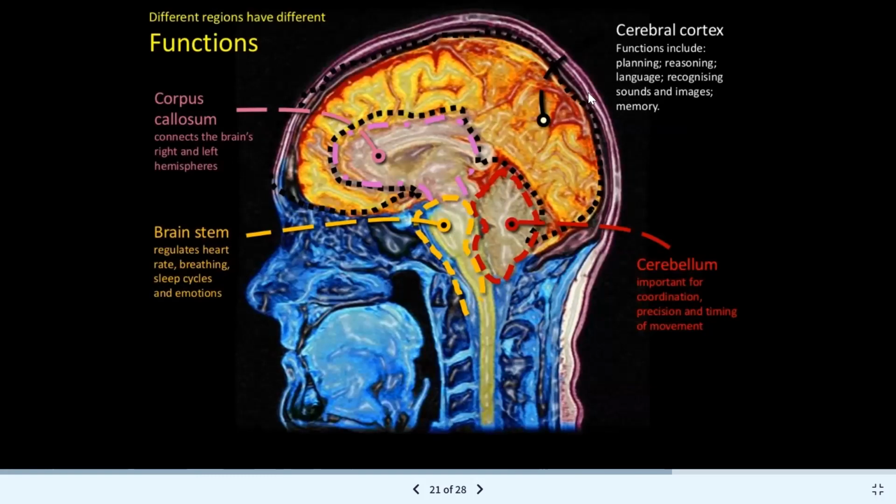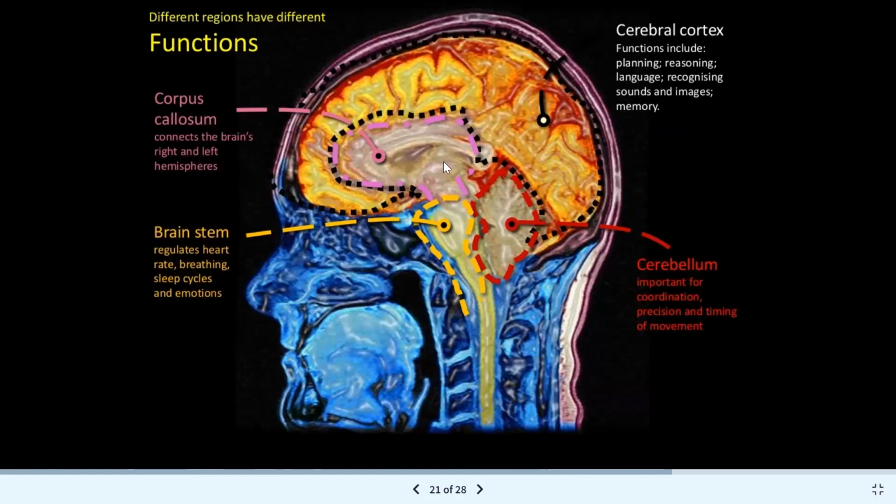The cerebral cortex is related to functions including planning, reasoning, language, recognizing sound and images, and memory. While the cerebellum is important for coordination, precision, timing, and movements. So these are the different parts of the brain, and each part is associated with different functions.